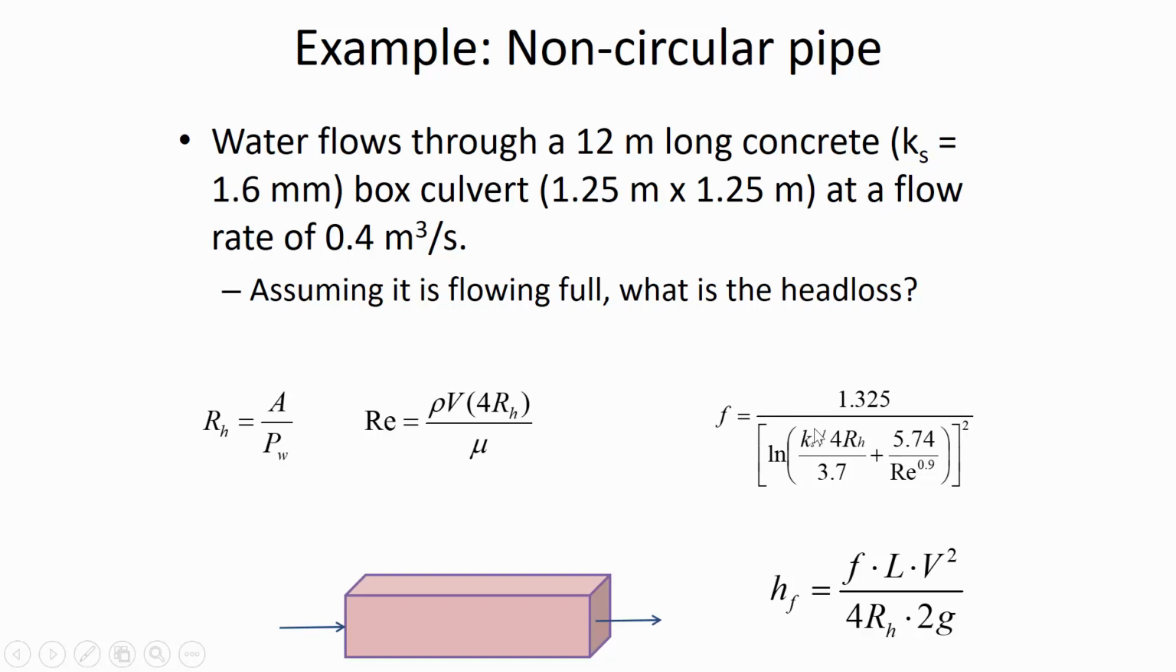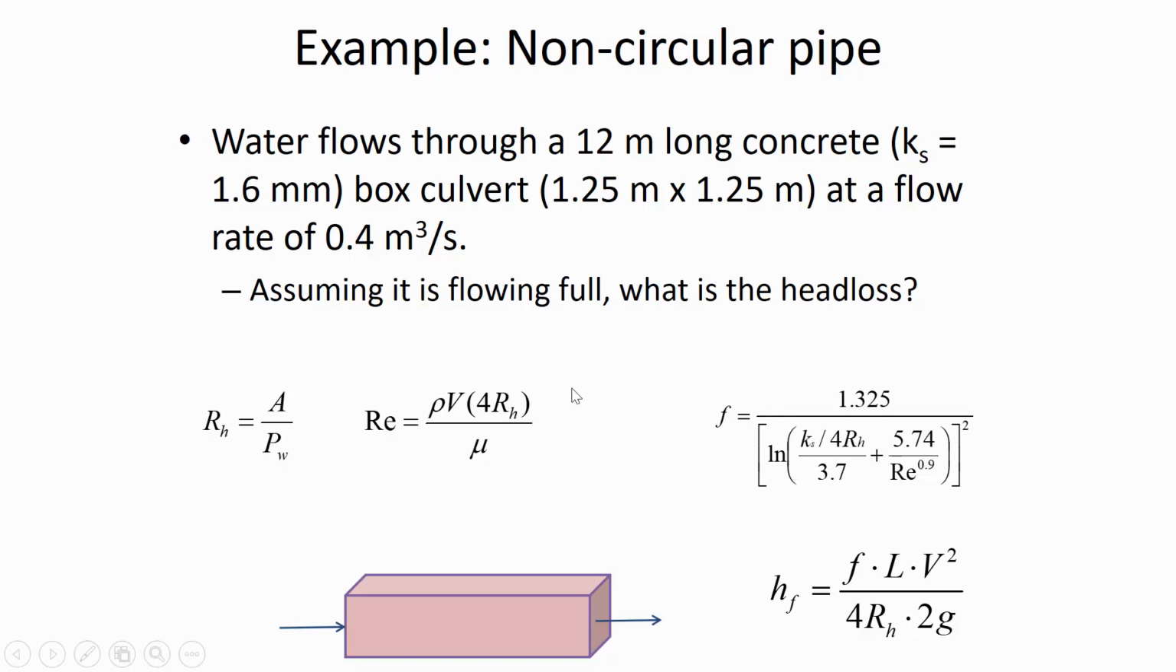So here's what the Jane equation looks like. So F is 1.325, and where we'd normally have K sub s divided by 3.7d, what we have is K sub s divided by 3.7 times 4 times hydraulic radius. So that 4 times hydraulic radius is effectively in the denominator right next to the 3.7d. Here's our approximation for the Darcy-Weisbach equation, Reynolds number.